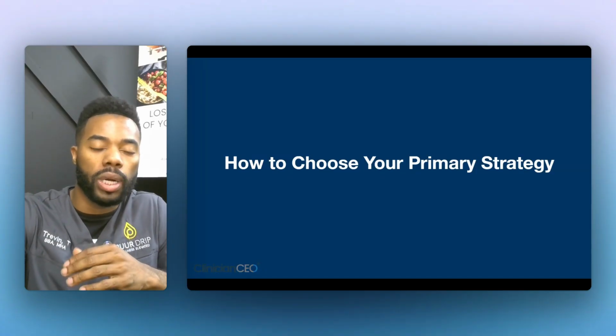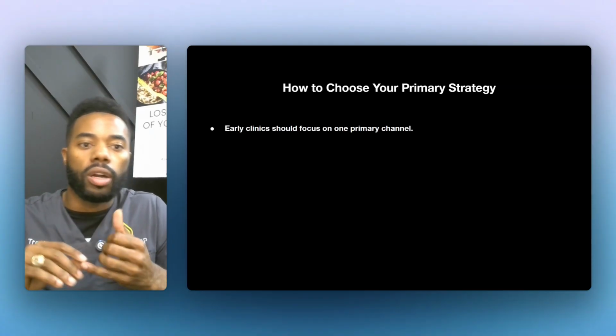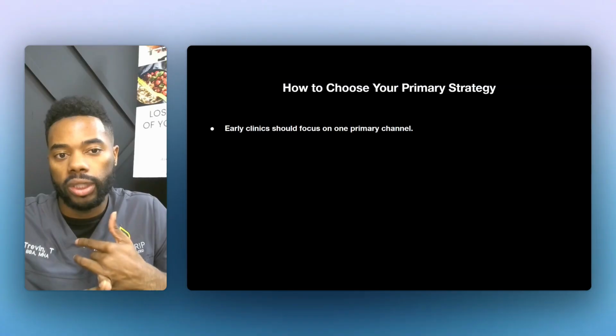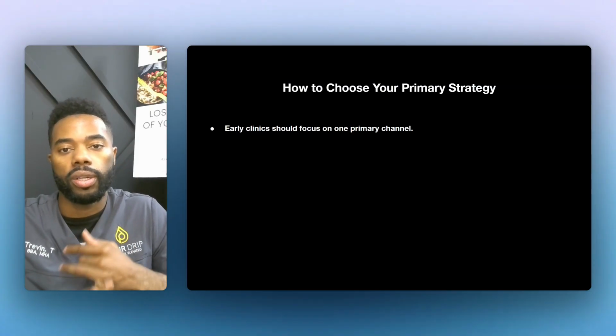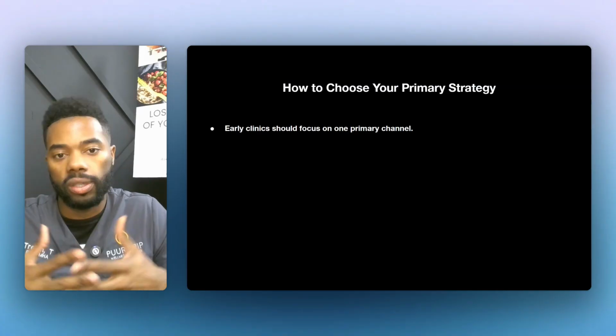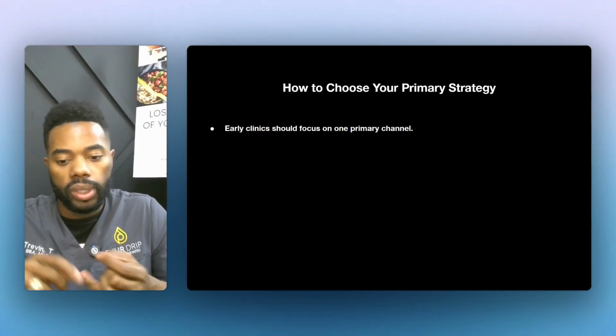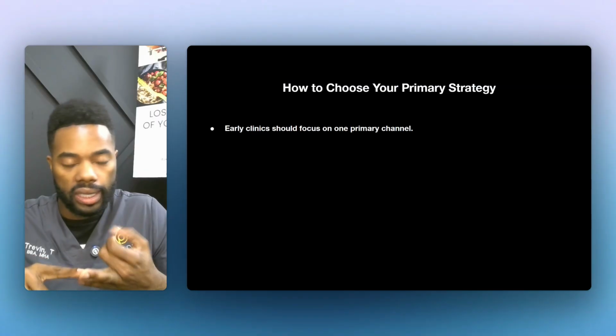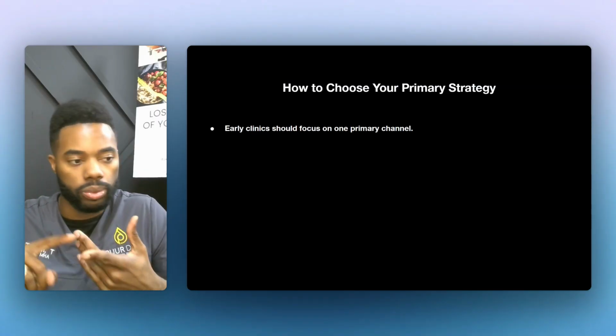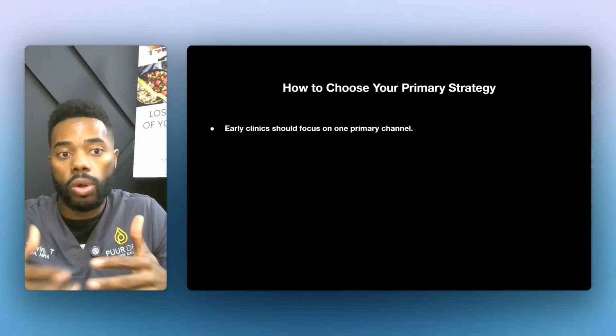So how to choose your primary strategy. Early clinics should focus on one primary strategy. We already kind of went through this, just reiterating this here. You don't want to get bogged down in so many different channels. And so what is a channel? Ads is a channel, SEO is a channel, events is a channel, social media is a channel. Those are all channels.